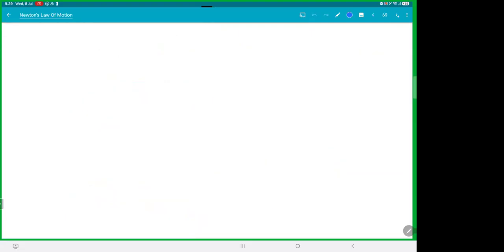The next thing, Newton's third law. What is Newton's third law? Yeah, for every action, there's an equal and opposite reaction. That's a big bad definition.